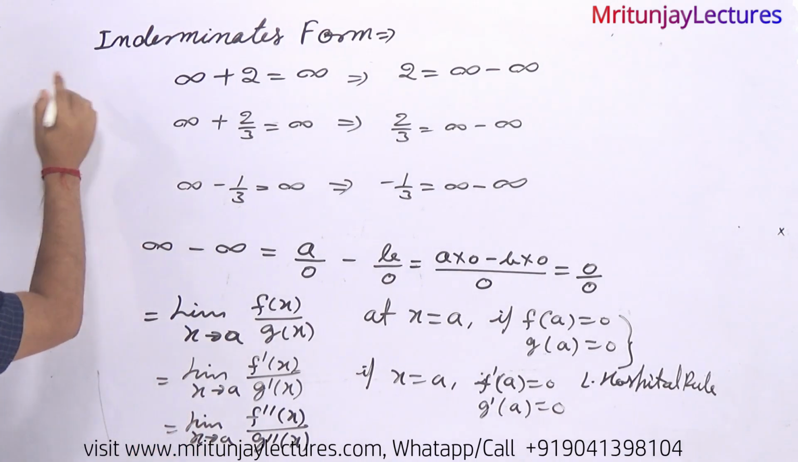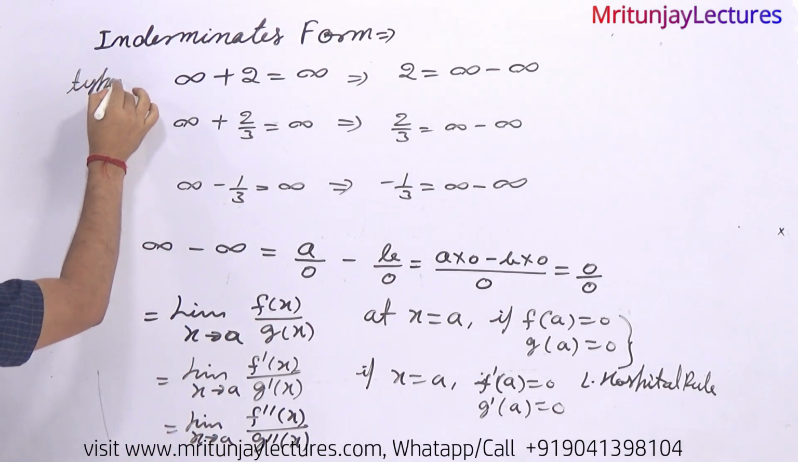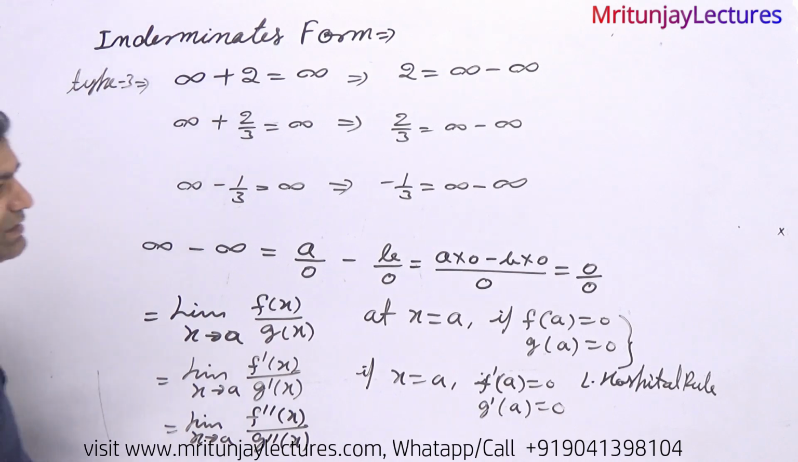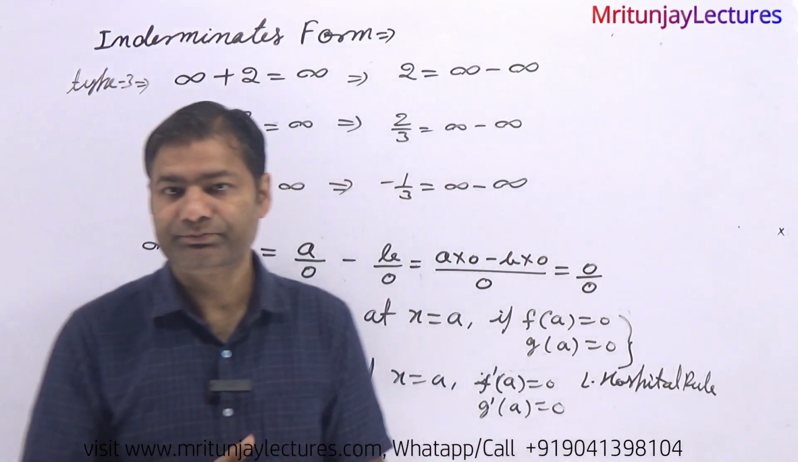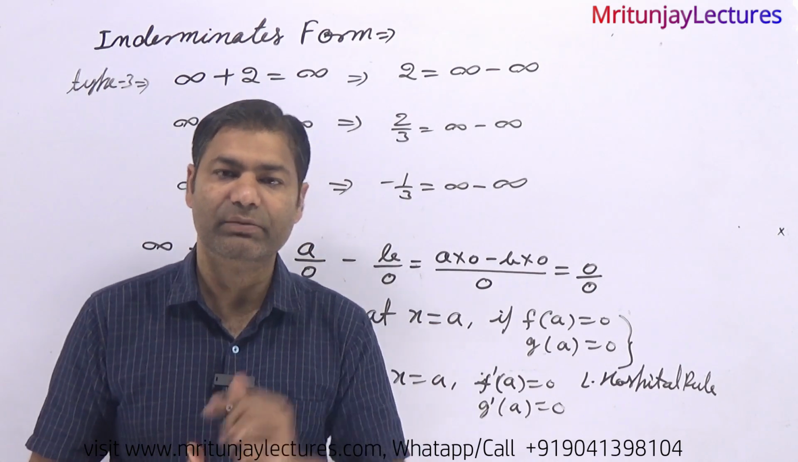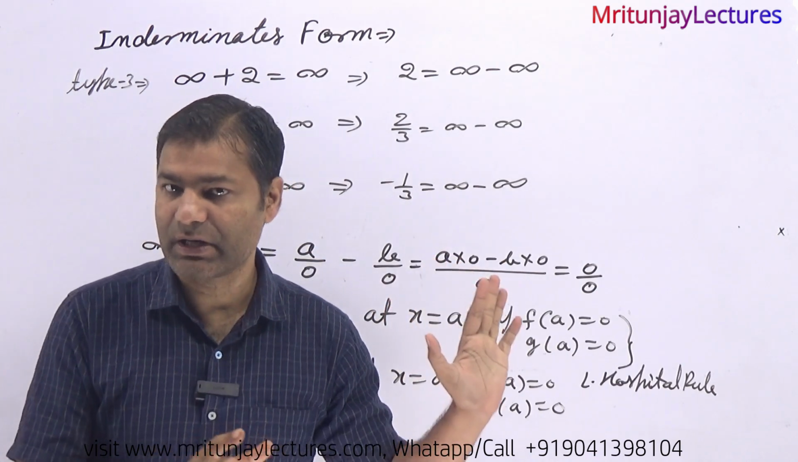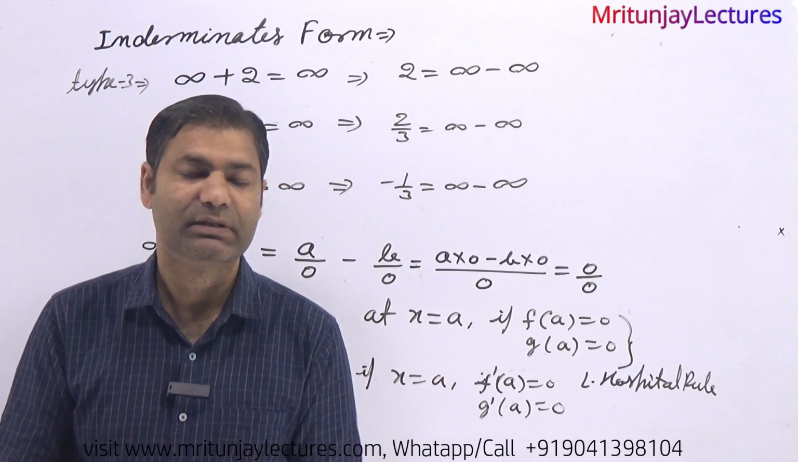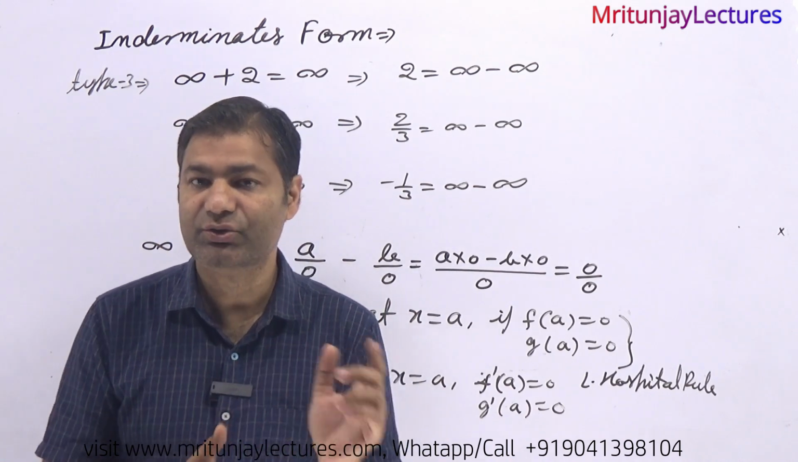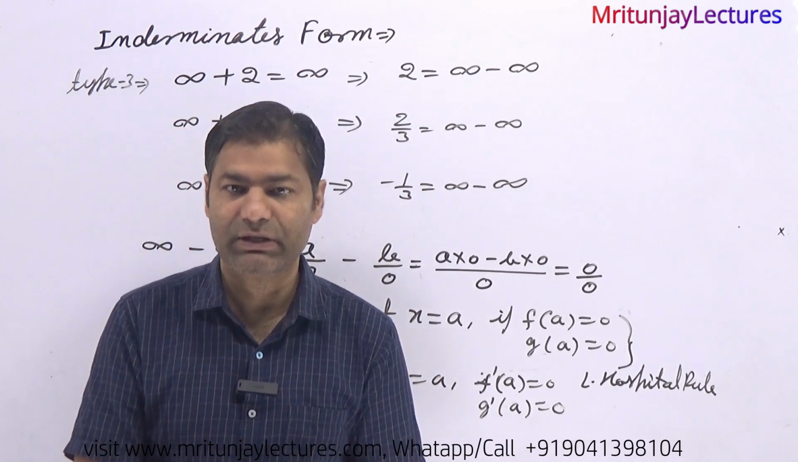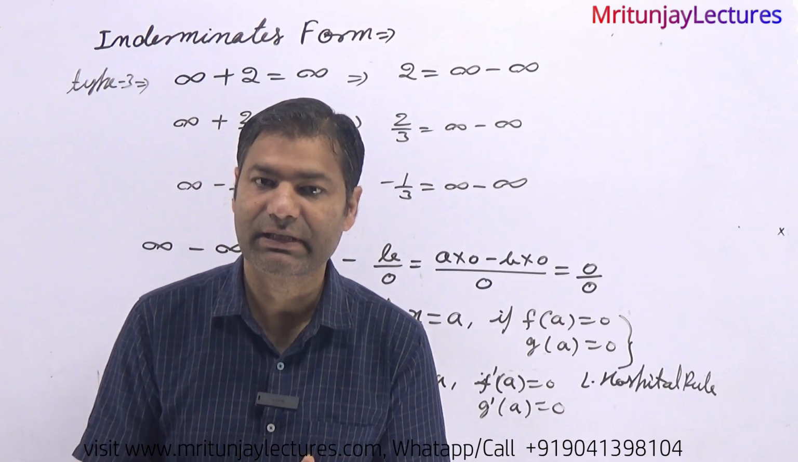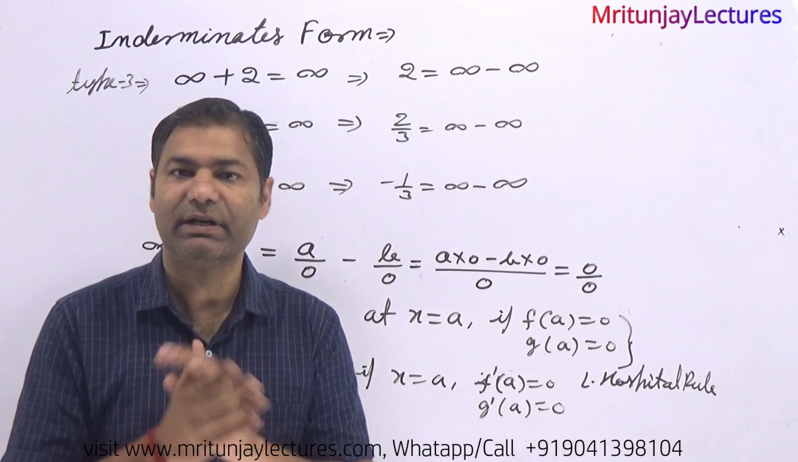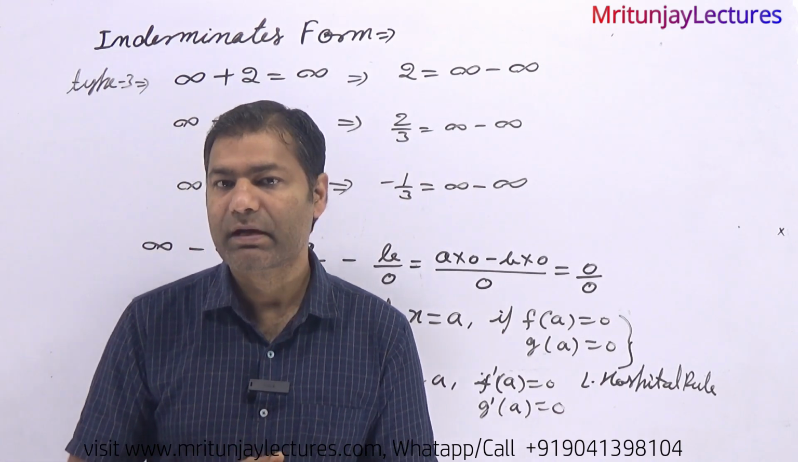That is type 3. This is also an indeterminate form. Clear or not? The first indeterminate form, 0 by 0 or infinity by infinity, I have already discussed in a previous lecture. The second one, 0 into infinity or infinity into 0, I have also discussed, and how to solve that type of problem. And this one is the third type of problem.